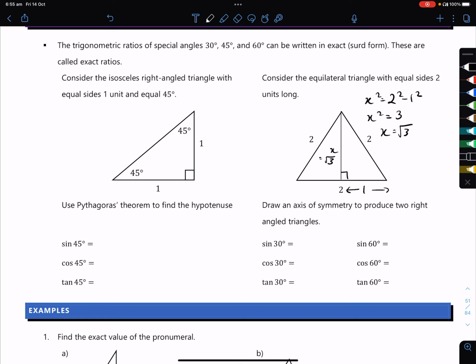Right, so now that we found that, there's one more thing we've got to find, which is the hypotenuse, right up here. So the hypotenuse here will be basically, if it is x, then x squared is 1 squared plus 1 squared, which is 2, and so x would equal root 2.